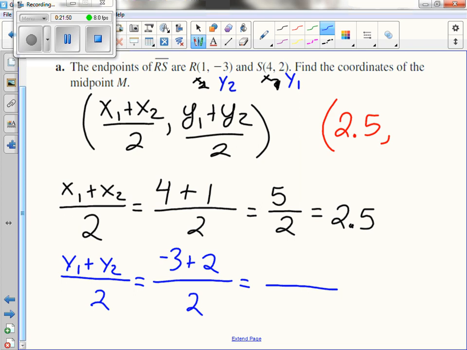So when we add these together, negative 3 plus 2 will give us negative 1 over 2. And negative 1 over 2 is negative 0.5. So our answer is negative 0.5.